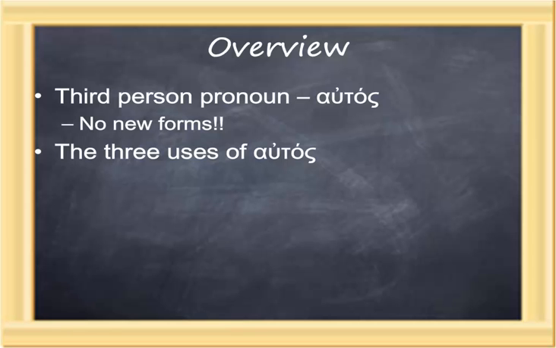After this review, we turn to the current lesson, which is, in many ways, quite easy. We'll be learning the third person pronoun, autos, and it has no new forms. So for this lesson, we're just reviewing case endings. What is unique about this lesson is that the word autos can function three ways. It has three different uses, and we'll look at those in turn with examples.